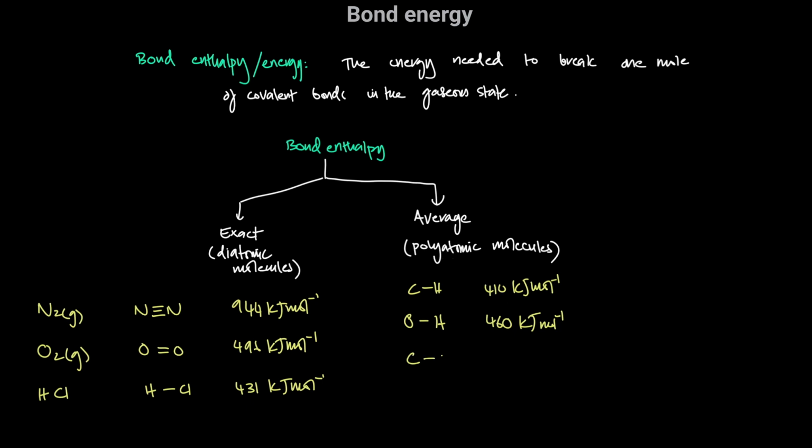So you have the carbon-carbon single bond, for example, in different organic compounds. The average value for this is 350 kilojoules per mole. By definition, the bond enthalpy or bond energy will always be endothermic, because energy is needed to break bonds. As the definition states, it's the energy needed to break 1 mole of covalent bonds in the gaseous state. So there have to be gaseous covalent bonds.